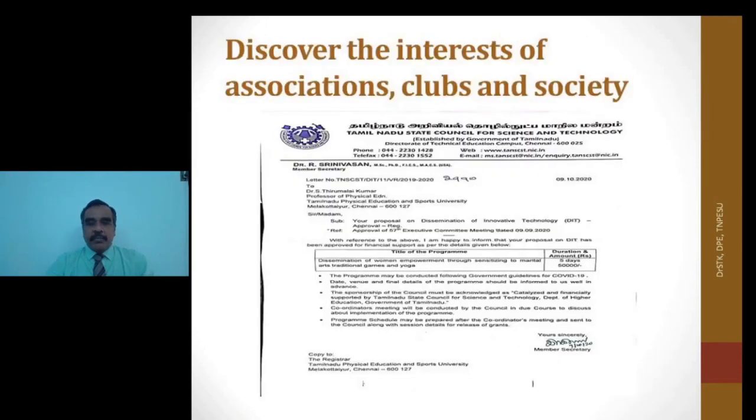Some of the agencies, like the Tamil Nadu State Council for Science and Technology, are promoting science. They are funding science-based researchers. So you have to find out their interest, in which area they are interested, whether they are promoting science, sports medicine, science and technology, engineering, or sports technology. You have to locate their interest, submit your proposal, and get financial assistance from the particular agencies. So discovering the interest of associations, clubs, societies, and institutions may also help you to locate your research problem.